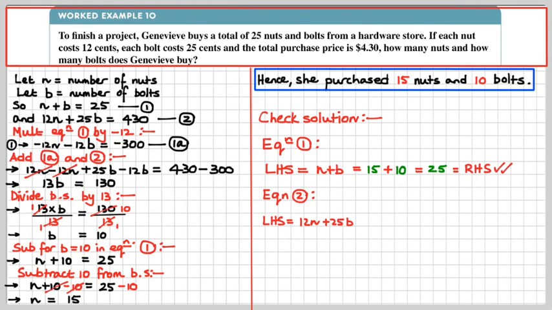Left-hand side is 12n plus 25b. So it's 12 times 15, the number of nuts, wasn't it? Plus 25 cents times 10 bolts, and I think it comes to 180 plus 250. Got to be careful with these numbers. Yes, it comes to 430, and we are feeling mighty fine, because that's the same as the right-hand side. So we absolutely know it's correct.